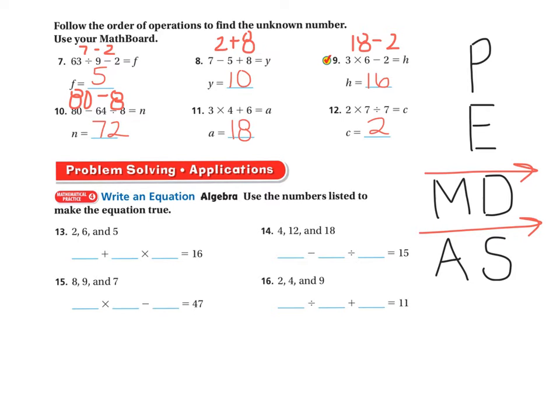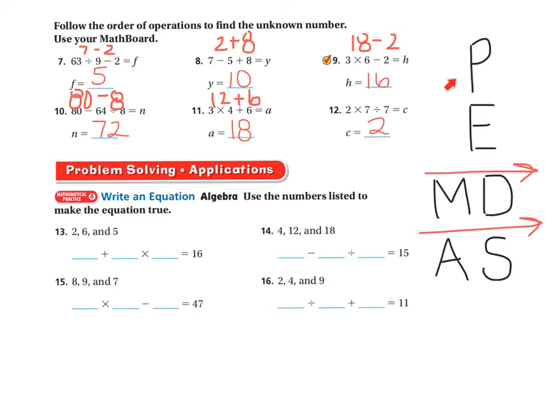Number 11, I do not see any parentheses. I do not see any exponents. I do see multiplication though, so I'm going to do that first. 3 times 4 is 12. The rest of my problem is plus 6. 12 plus 6 is 18.